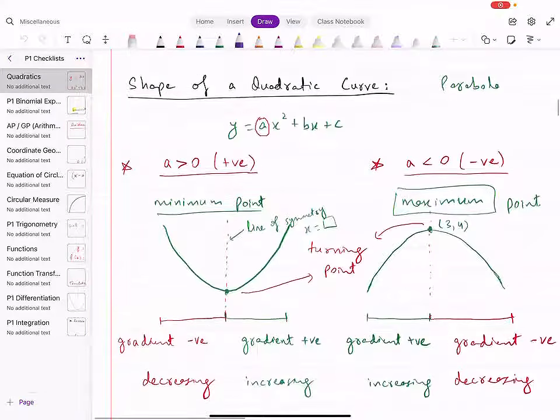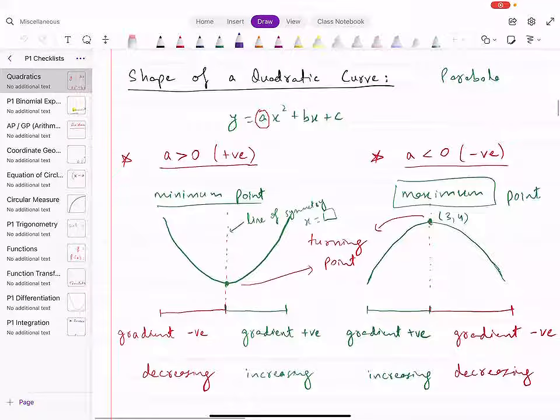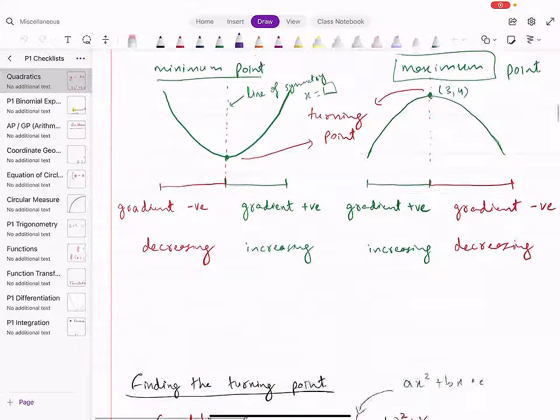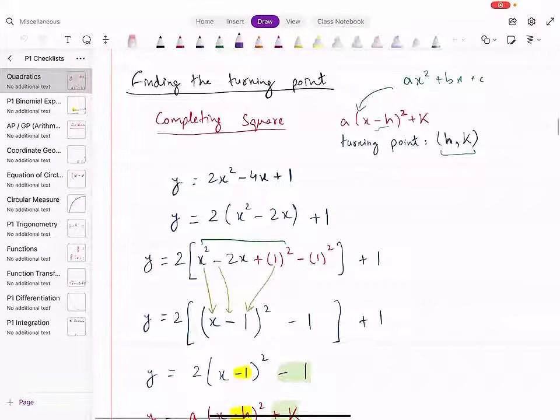You need to know about shape of quadratic curves, U shape, N shape, minimum point कब होता है, maximum point कब होता है, ये दोनों shapes कब आती हैं, ये आपको पता होना चाहिए. Gradient positive किस side पर होता है, negative किस side पर होता है, increasing decreasing function उसकी वजह से कैसे बनता है, ये आपको पता होना चाहिए.